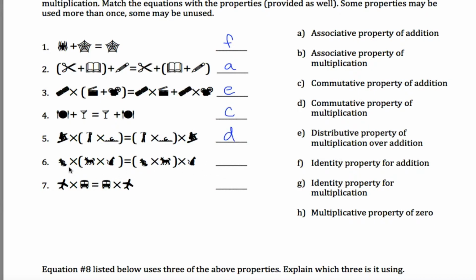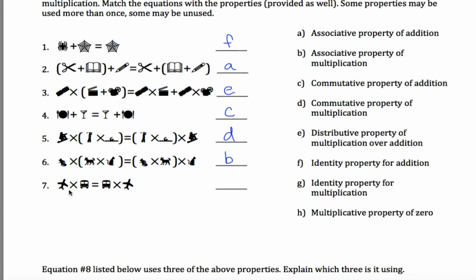Down here, 6 is a lot like 3. Nope, 6 is a lot like 2 in that I associate things differently, but the order that I draw these little animals is the same, with a little chipmunk and a dog and a cat. Chipmunk, dog, cat. Maybe that's not a dog. Maybe that's a horse. Whatever it is. The point is they're in the same order. I'm just grouping them differently. That's the associative property. And since it's all multiplication in this one, it would be the associative property of multiplication, which is B.